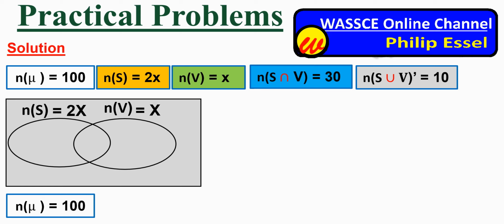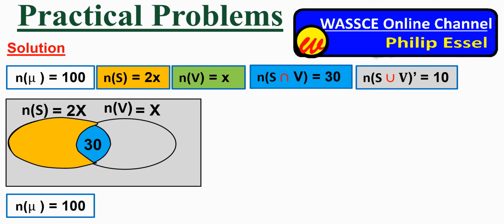Now let's look for the number of students who would represent the yellow area. To get the number of students who would represent this area, remember the whole circle represents the number of students who play soccer. So to get the portion for the yellow area, we would have to subtract the blue area from the entire circle. So what this means is that we would have to subtract 30 from 2x.